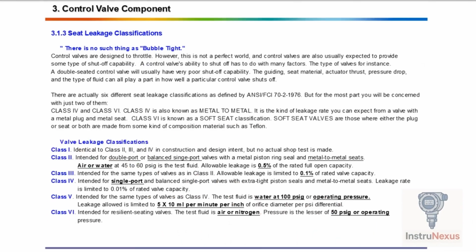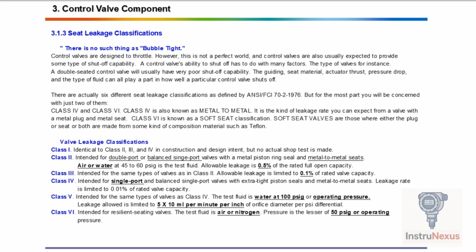In the world of control valves, you might often hear the term bubble tight, but let's clear up a common misconception. There's no such thing as a truly bubble tight control valve. Control valves are primarily designed to throttle, to regulate flow, not necessarily to provide zero leakage shutoff. However, in real-world systems, they're often expected to do both, control the flow and shut off when needed.